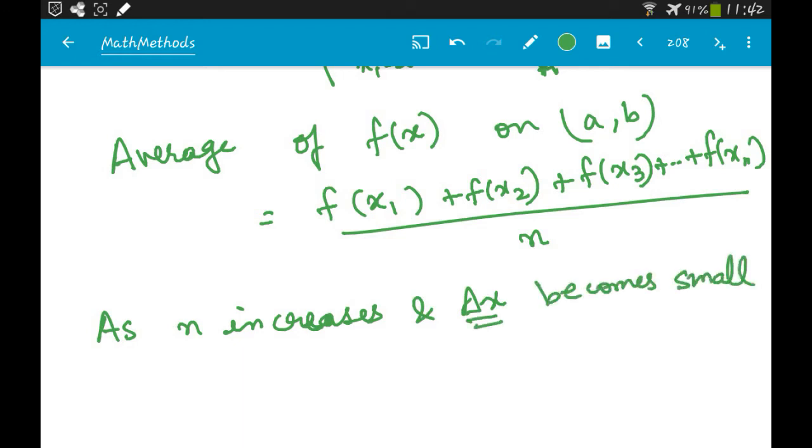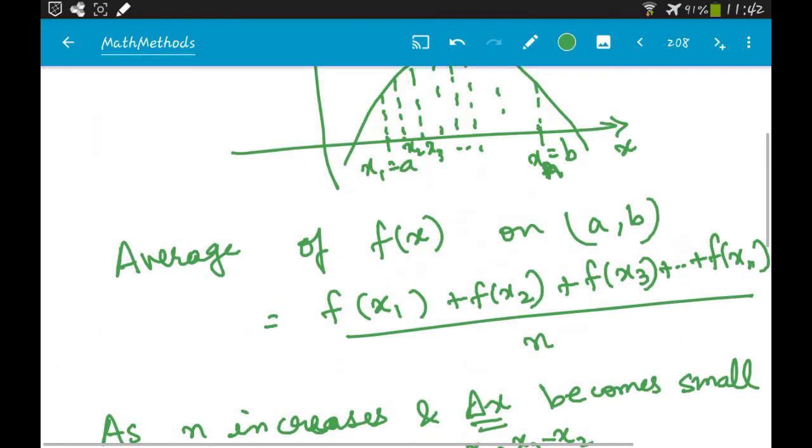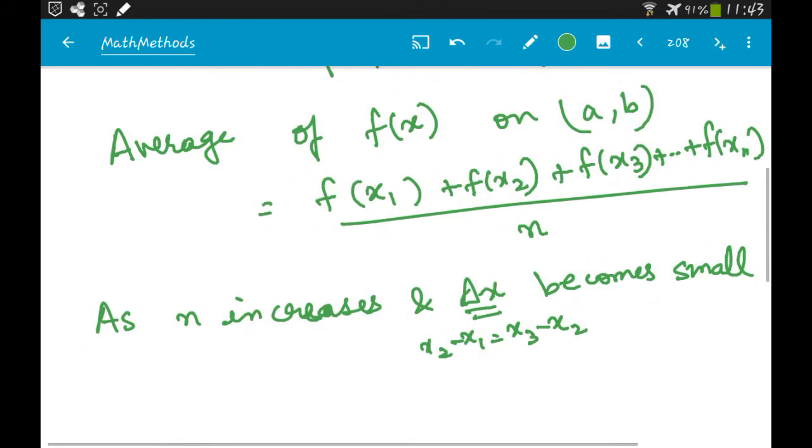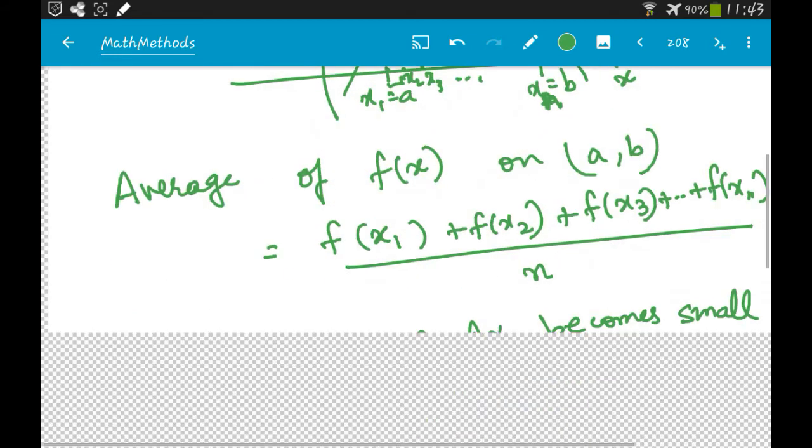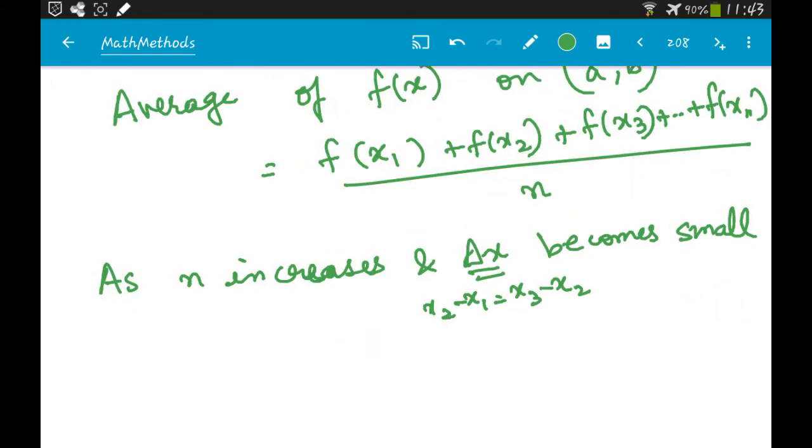What is delta x? Delta x is nothing but x2 minus x1, x3 minus x2, right? So the difference between any two neighboring points, that is delta x. As n increases and delta x becomes small, so if you keep on dividing your function into more and more parts, in that case delta x will become smaller and smaller.